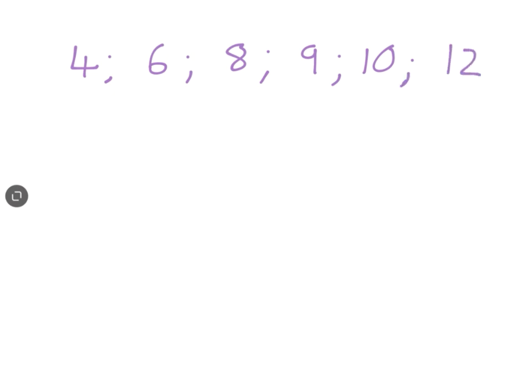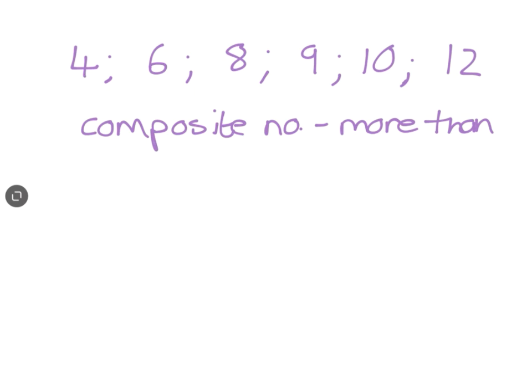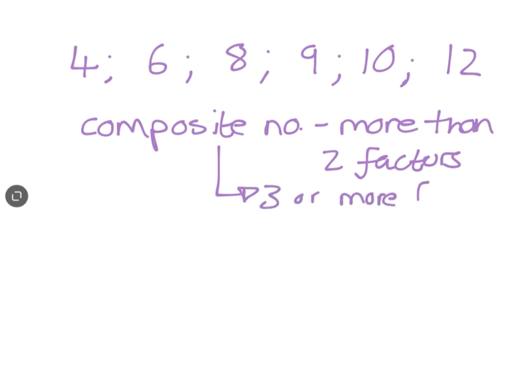I have now listed the first 6 composite numbers. A composite number has more than 2 factors. We can also say that a composite number has 3 or more factors. So if we take the number 4 and list the factors, we've got 1, 2, and 4. So we've got 3 factors, which makes it a composite number.